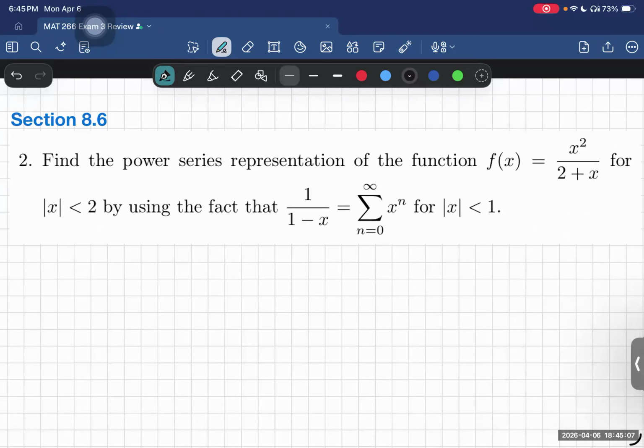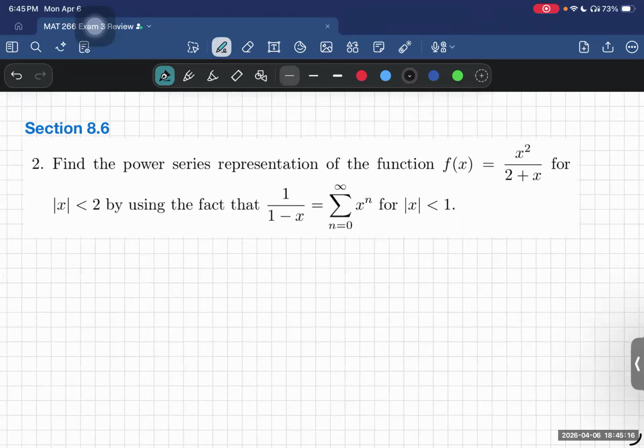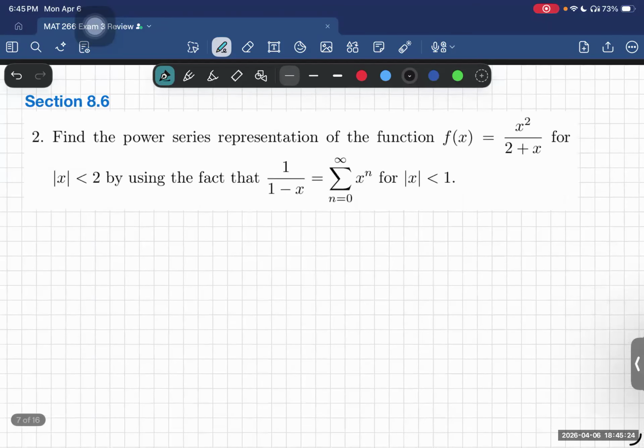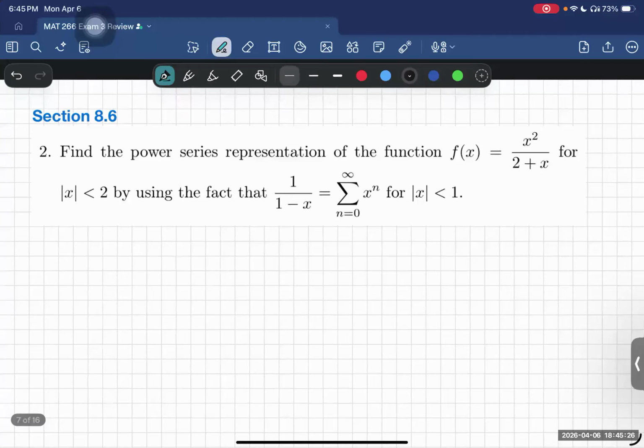Okay, so moving on to section 8.6, we have: find the power series representation of the function f of x equals x squared divided by 2 plus x, for the absolute value of x less than 2, by using the fact that 1 over 1 minus x is this. Let's keep this fact in mind and see what it does for us.